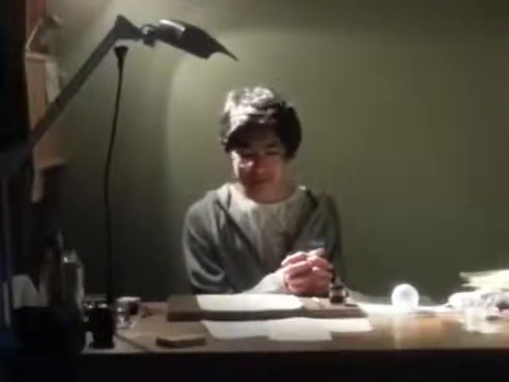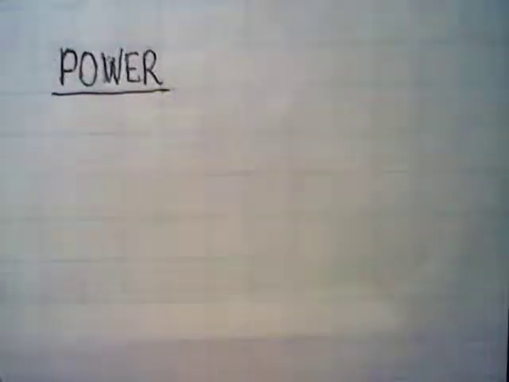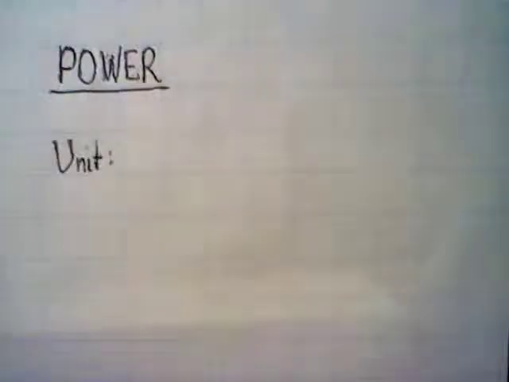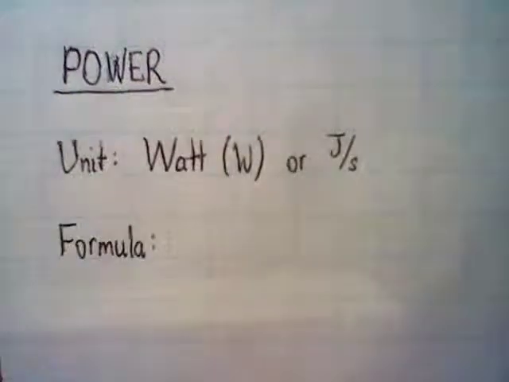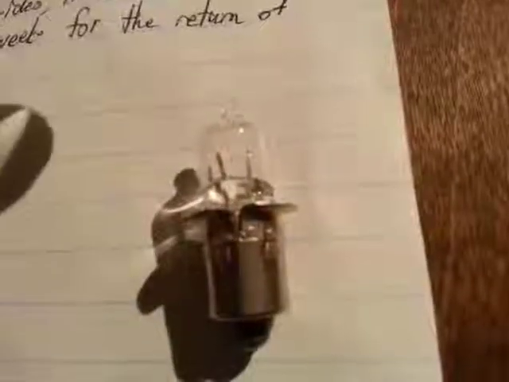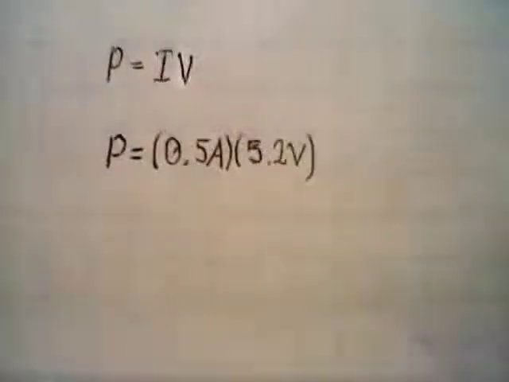Now, the rate at which electrical energy is expended is called the watt, sometimes known as joules per second, but let's use the watt. Power may be measured using the product of the voltage and current. Looking at this light bulb, the voltage rating is 5.2 volts, and the current rating is 0.5 amperes. What is the power of this light bulb? Your answer should be 2.6 watts.